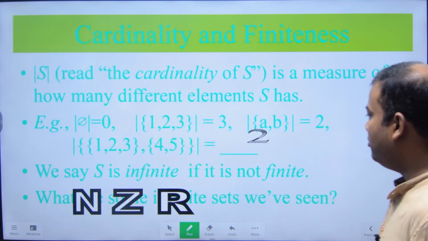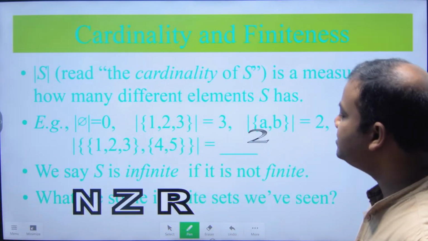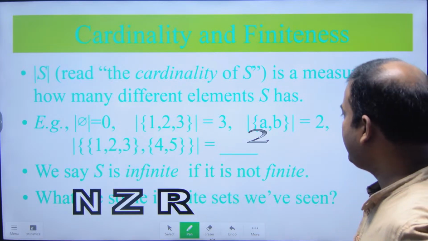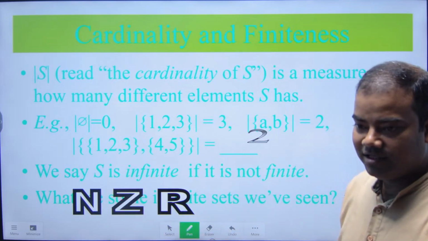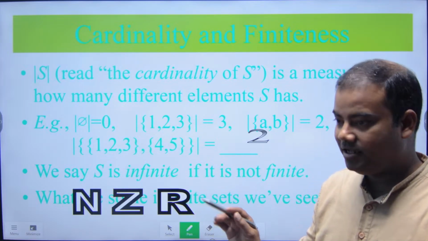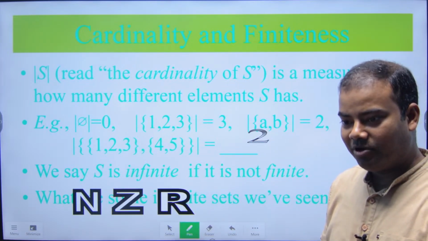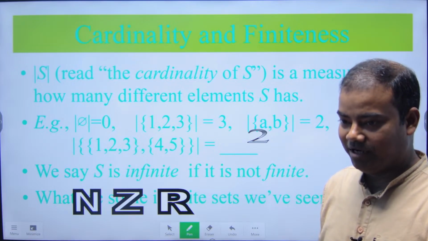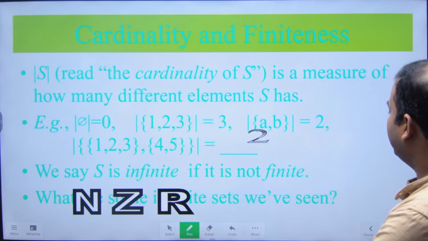Now one important thing before that. Cardinality of N, Z and R. N means natural numbers, 1, 2, 3, 4. What is cardinality of N? That is infinite. And what is cardinality of R? Number of elements. R means the real numbers. That is also infinite. Correct, you are right.